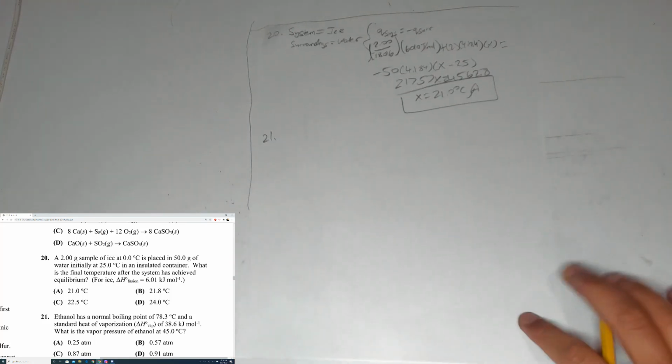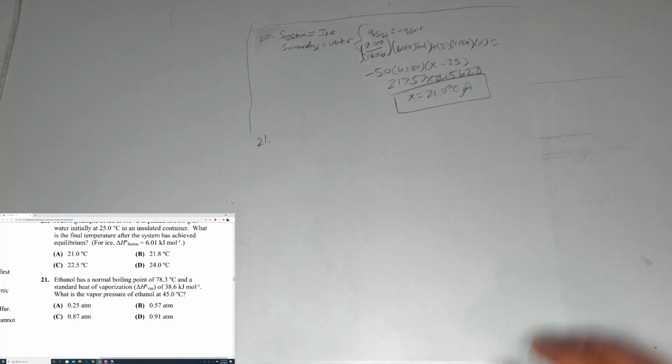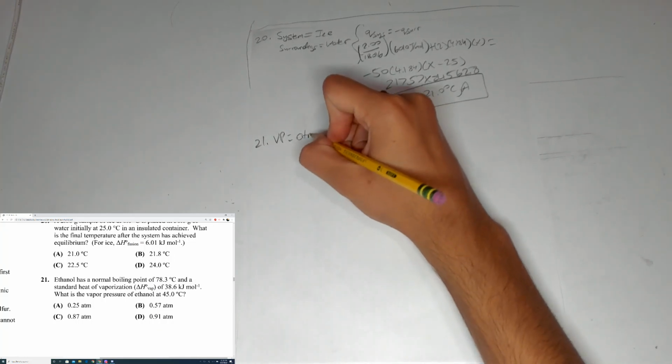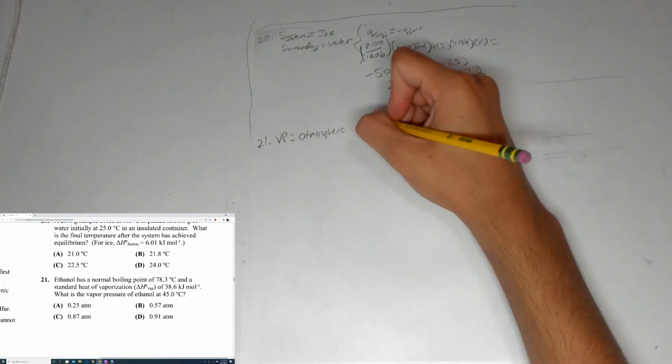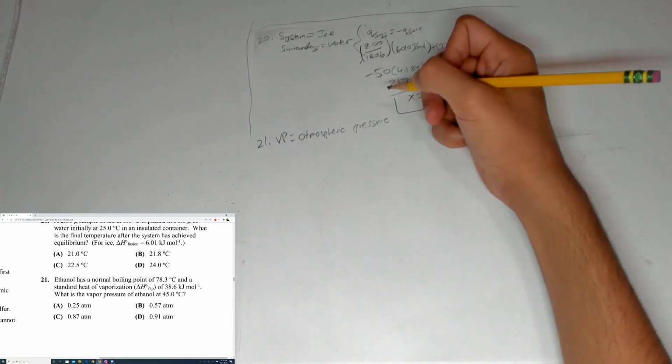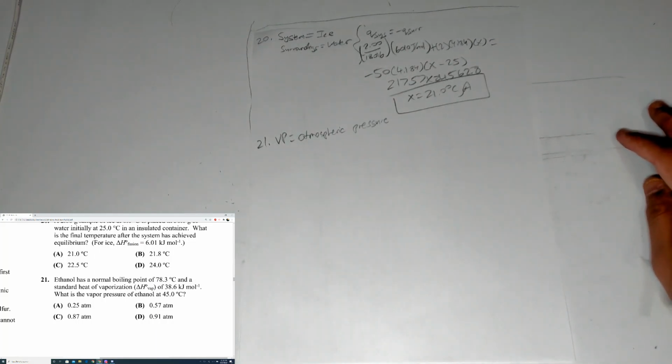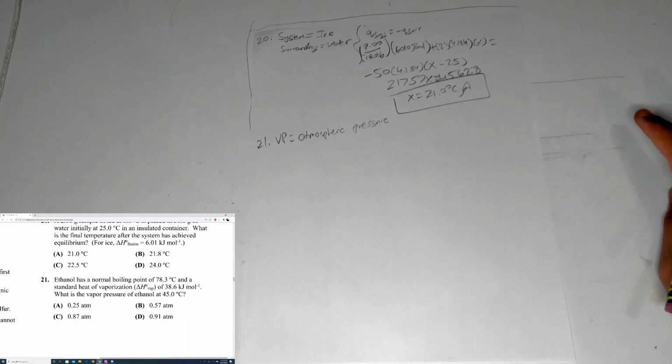21. This is just a nice and easy plug and chug. You must remember one thing: a substance boils when its vapor pressure equals atmospheric pressure. So the normal boiling point is the temperature where a substance boils at an atmospheric pressure of 1 atm. Using this information, you can find the vapor pressure at a different temperature. We shall use the good old Clausius-Clapeyron equation.